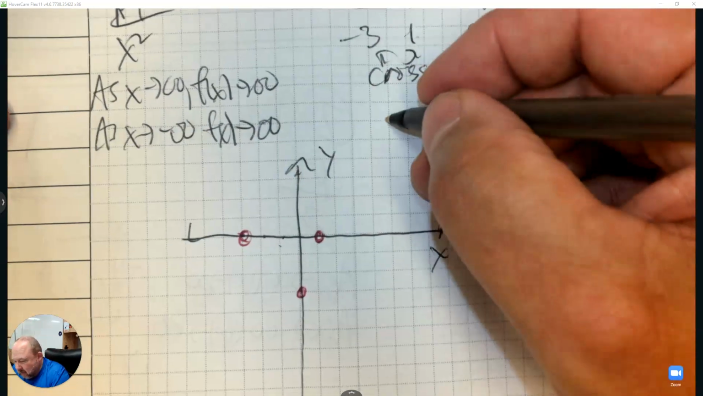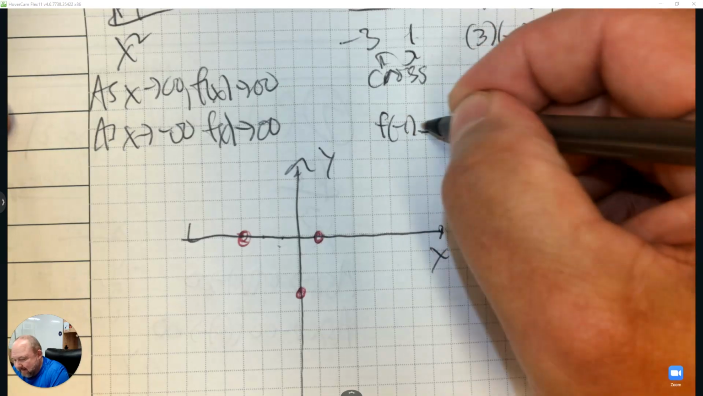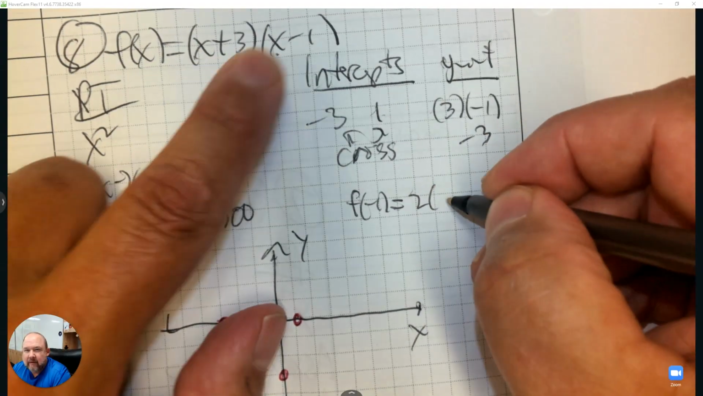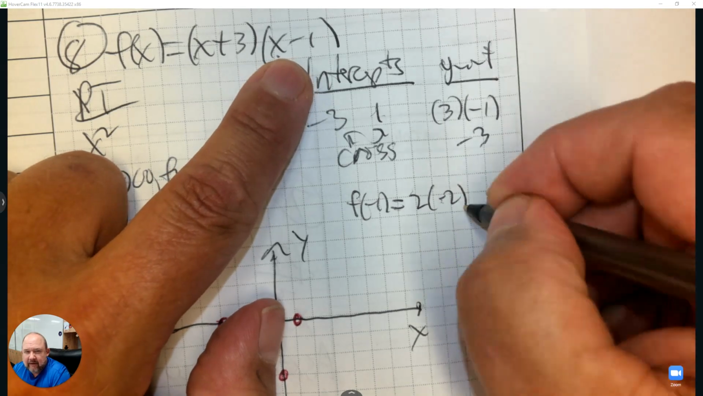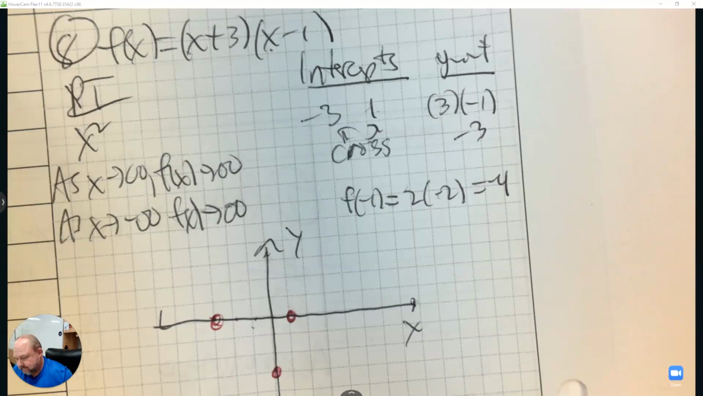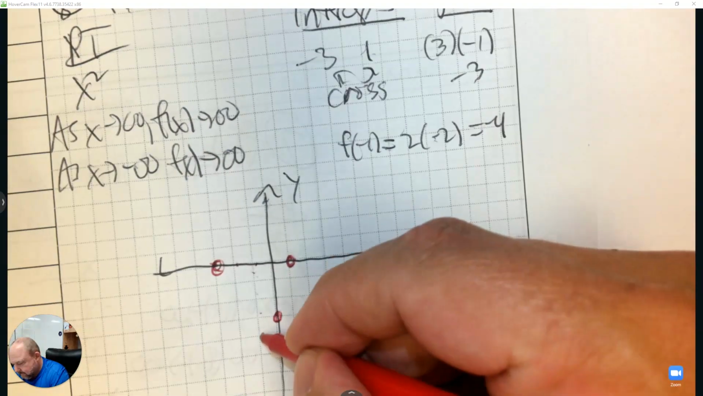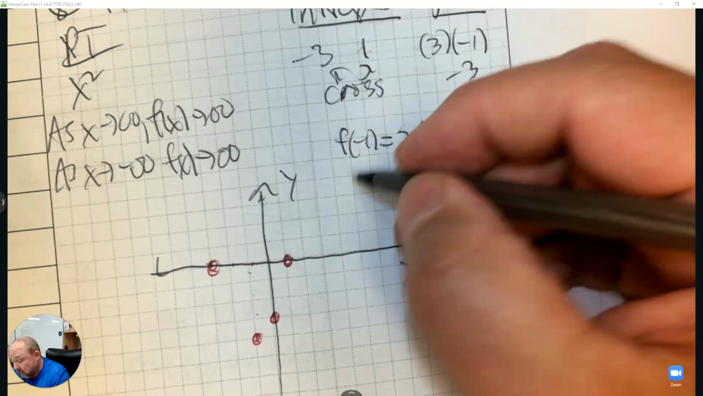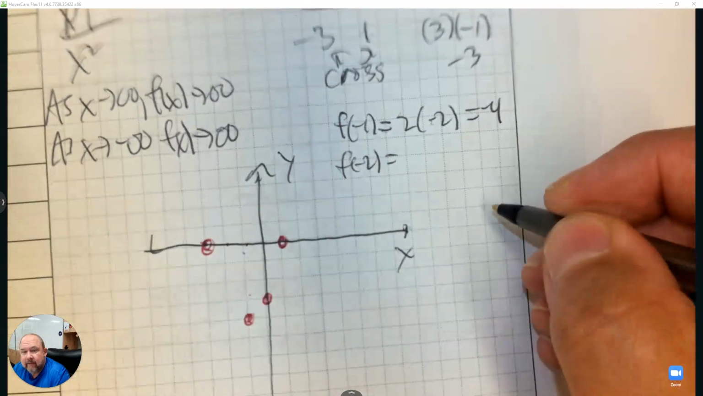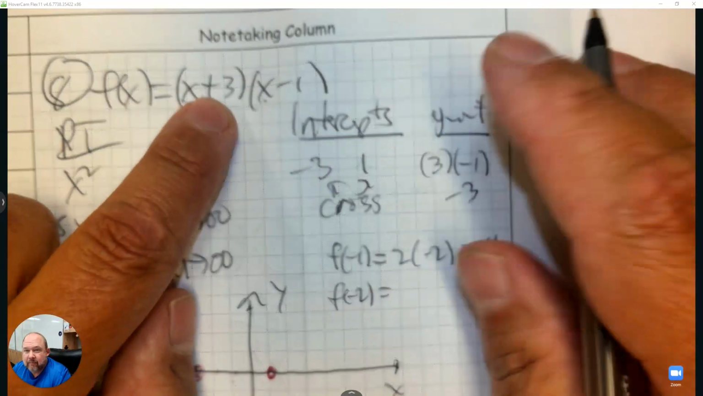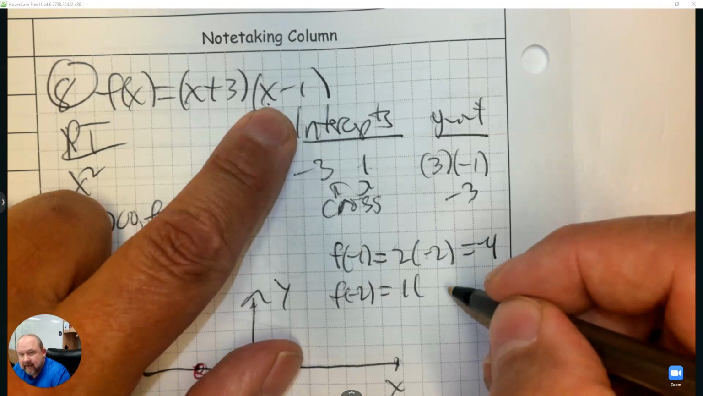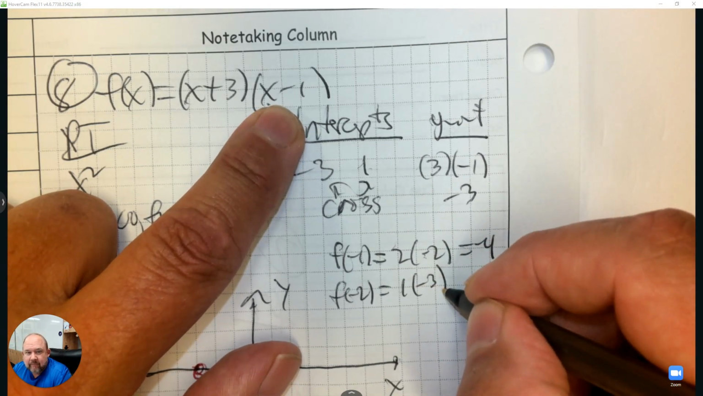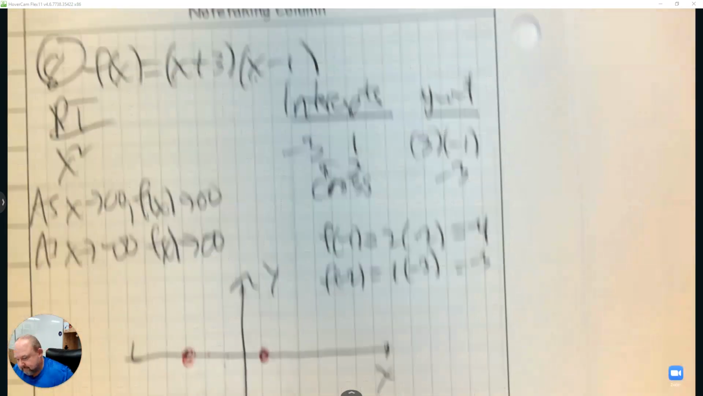So where's the low turning point? So if I plug in -1, -1 plus 3 is 2. Negative 1 and negative 1 is negative 2. That's negative 4. If I plug in the next one, negative 2, negative 2 plus 3 is 1. Negative 2 and negative 1 is negative 3. That gives me negative 3.